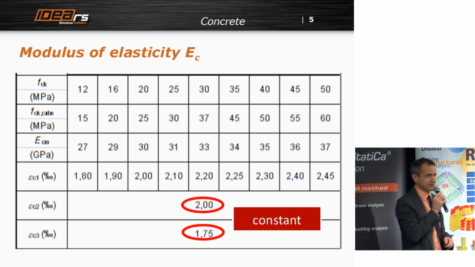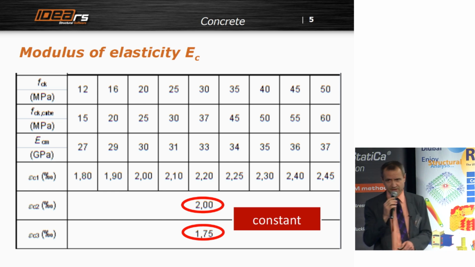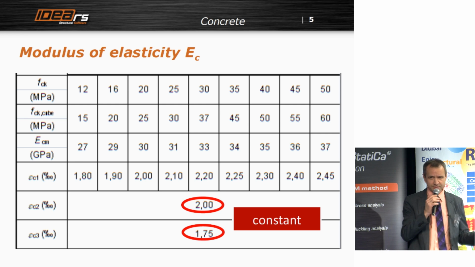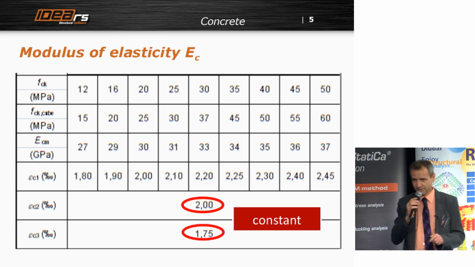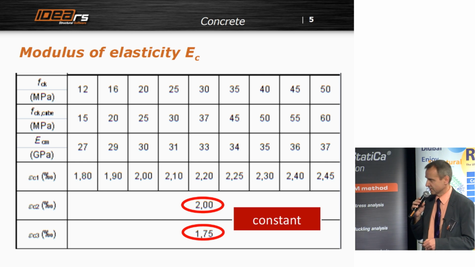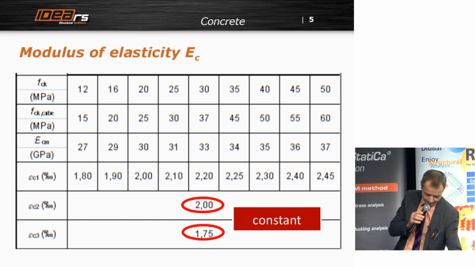So the modulus of elasticity which you calculate for ultimate limit states, from the stress-strain relationship, is completely different than the one in the table, which makes it a little bit tricky, and we had to appreciate it in the calculation.